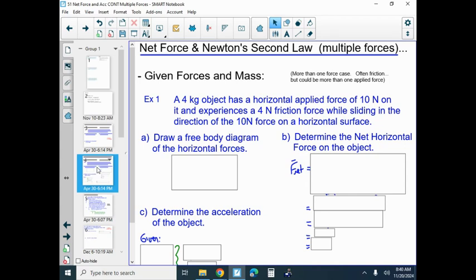We have a dot for the object, and then we should have an applied force of 10 newtons, probably forward on the page to the right, presumably, and then a 4 Newton friction force the other way, right? So you're going to have opposing forces in a straight line, so no vector work needed.